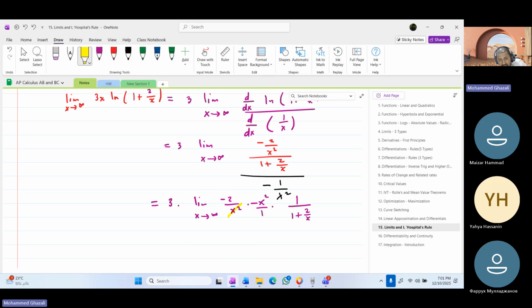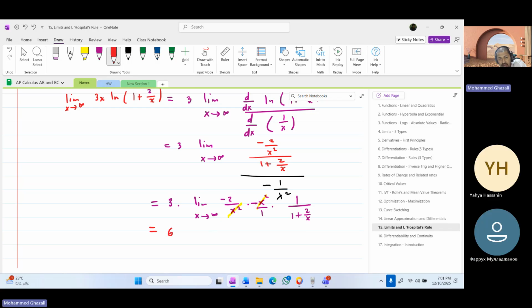So the x squared and the x squared cancel out. The negatives cancel out. 2 times 3 is 6. Positive 2, yeah, so 2 times 3 is 6. 1 over 1 plus 2 over x. What's 2 over infinity? 0. And what's 1 over 1? 1. So the answer is 6 times 1.